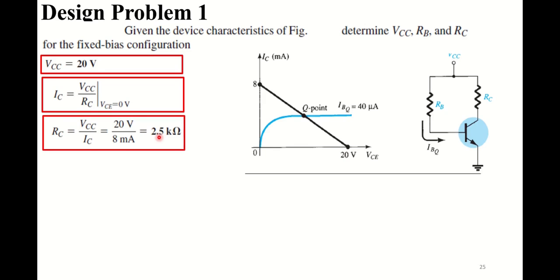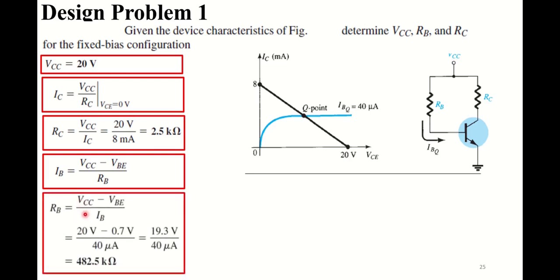We need to apply KVL on the input loop to get the equation of IB equal to (VCC minus VBE) over RB. By rearranging this equation, we get RB is equal to (VCC minus VBE) over IB. As we have already calculated the values of VCC, VBE and IB, we can easily get the value of RB to be equal to 482.5 kilo ohms.